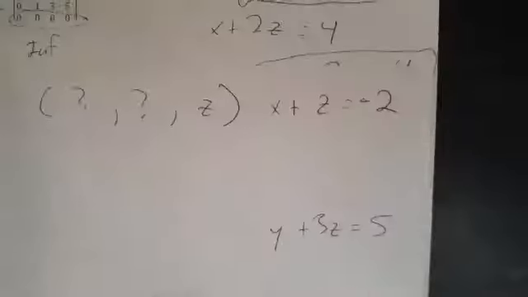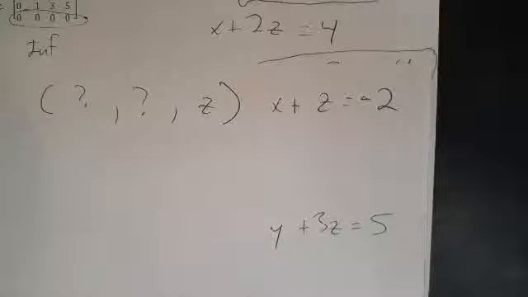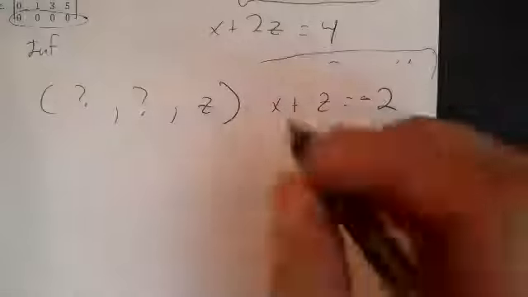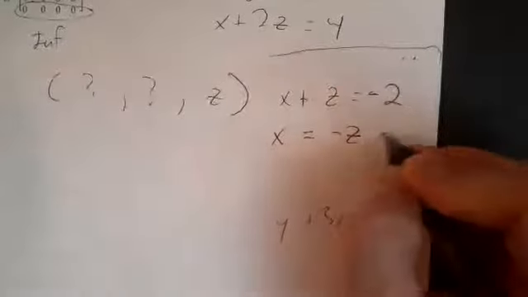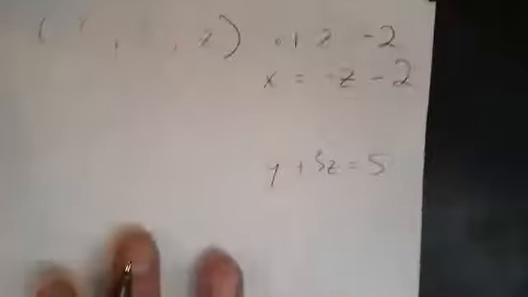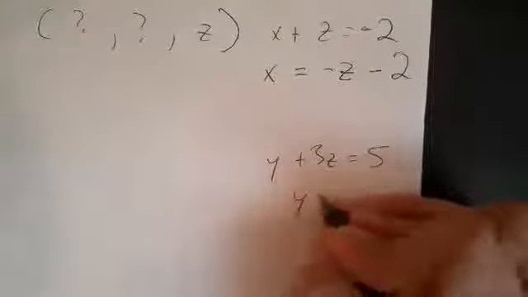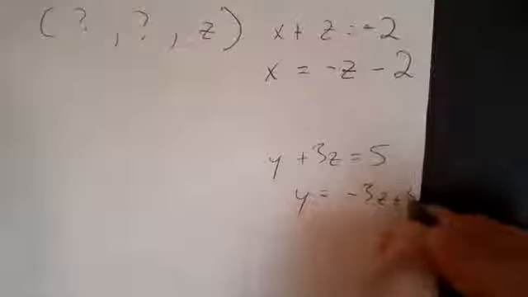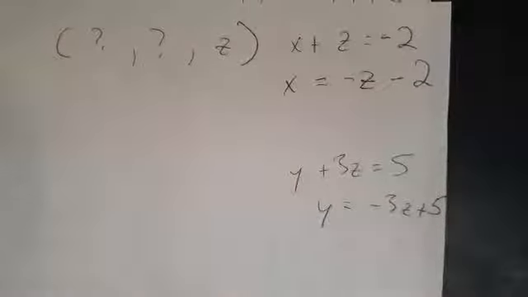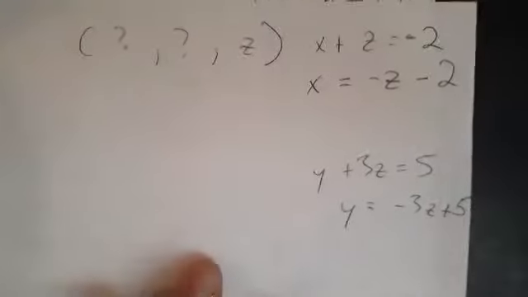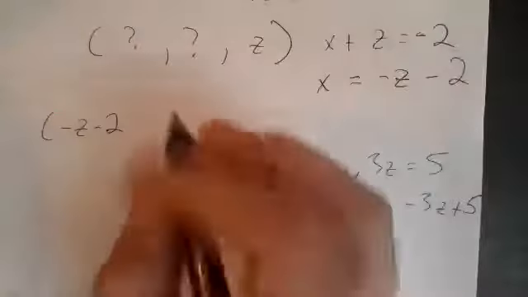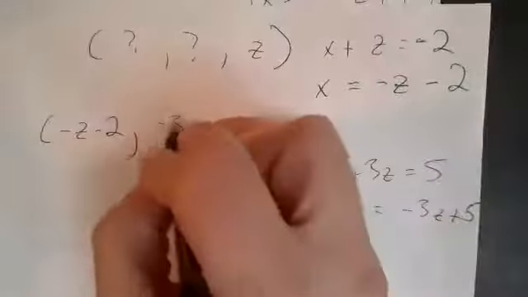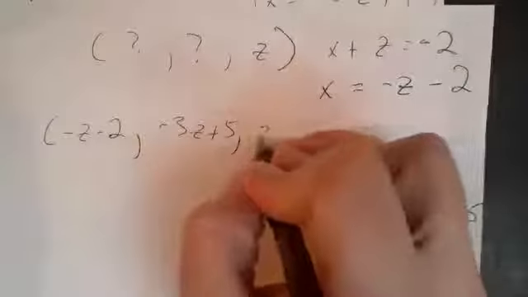So I want to solve these things. I want to solve for x, I want to solve for y, I want to solve them in terms of z. So we've got to do a little bit of work. I have to subtract the z, so x equals minus z minus 2. I have to subtract the 3z, so y equals minus 3z plus 5. And so if I want the solution of this thing, x is minus z minus 2, y is minus 3z plus 5, and z is z.